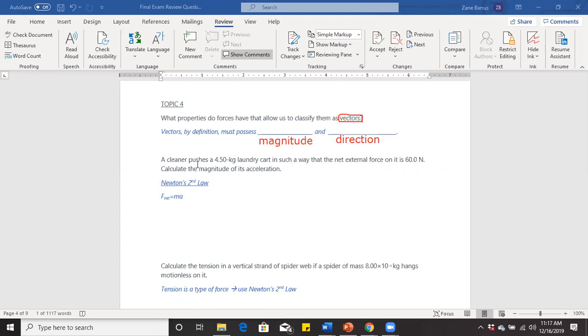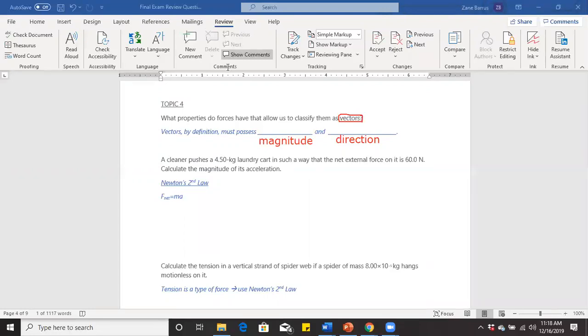Okay, on to the next problem. A cleaner pushes a 4.50 kilogram laundry cart in such a way that the net external force on it is 60.0 newtons. Calculate the magnitude of its acceleration. So we've provided the relevant equation we need here. It comes from Newton's second law of motion, which basically says that the net force on any object is equal to its mass multiplied by its acceleration.